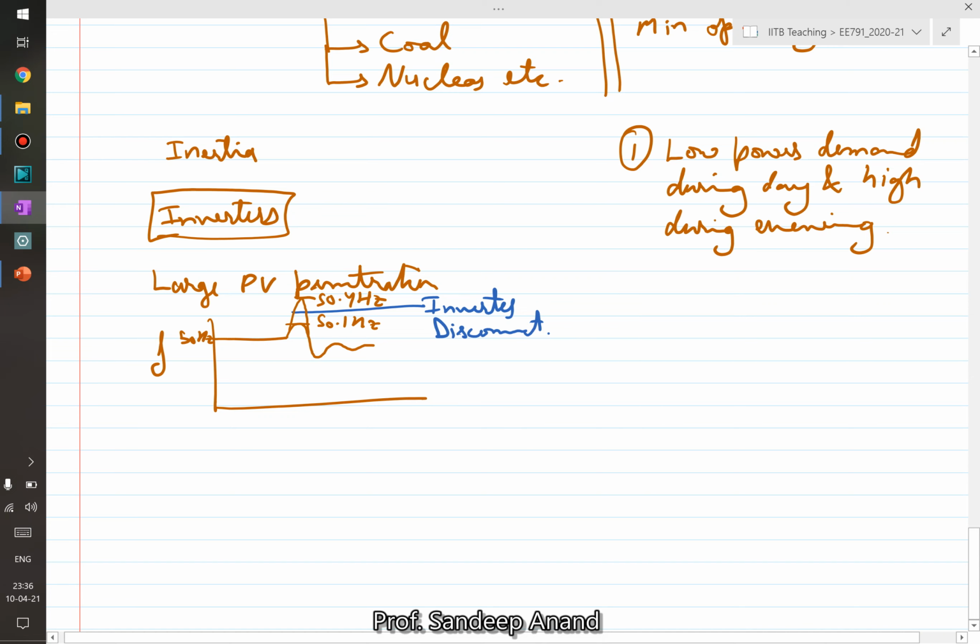So this again is the second problem, which is a mix of low system inertia plus the over frequency disconnect, the over frequency OF disconnect. This again shows one of the challenges which might come because of larger solar PV penetration in the system.